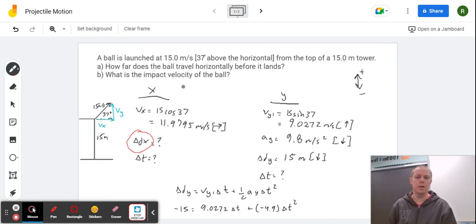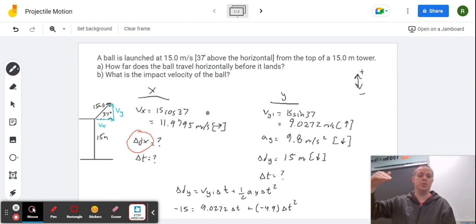Okay, so the last part of this question is, what is the impact velocity of the ball? So it got launched at 15 meters per second. The impact velocity is how fast it's going the moment it hits the ground. So a common misconception here is that the impact velocity is 0.